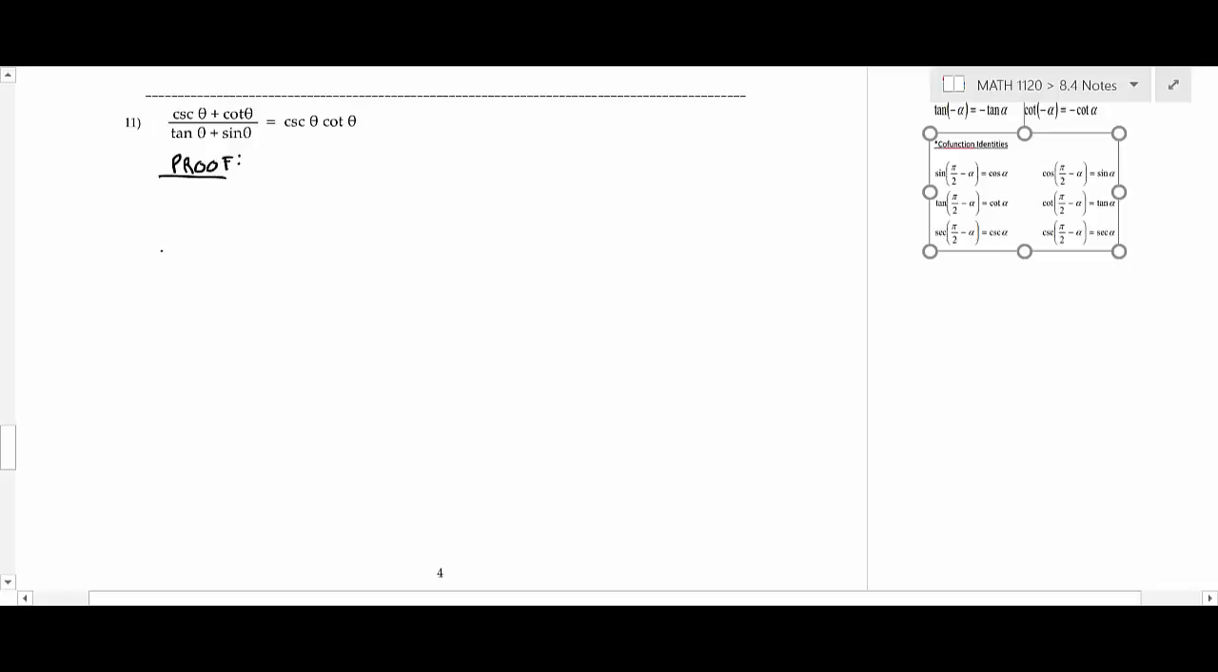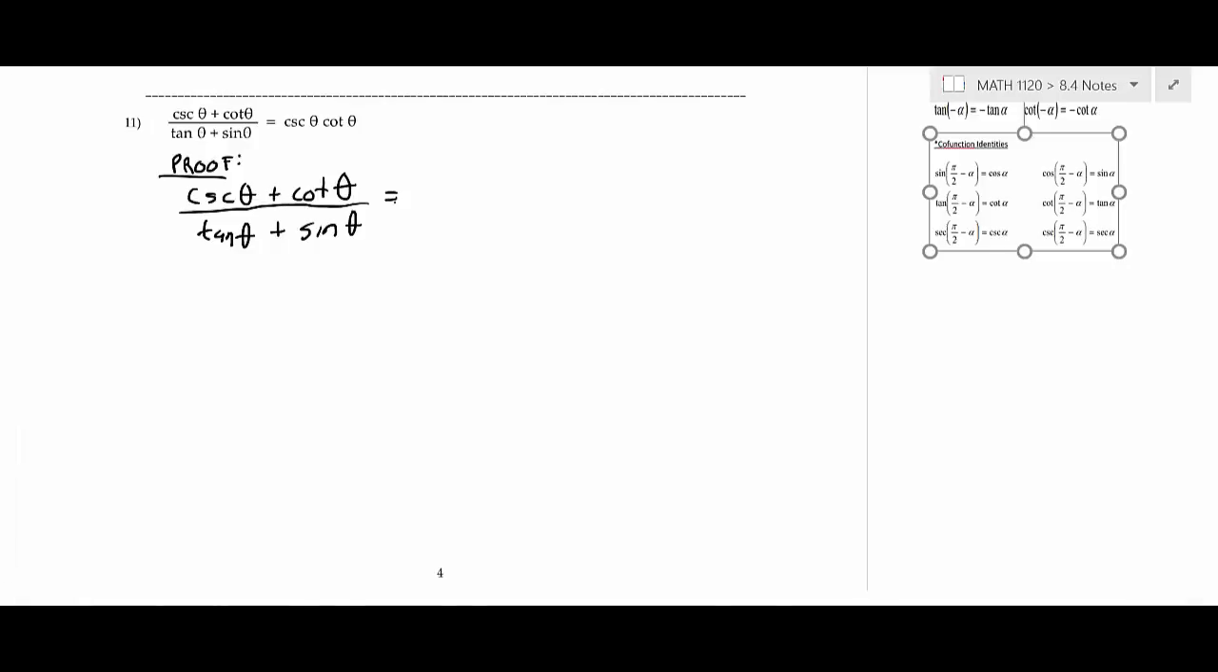Okay, write the word proof, pick a side. Okay, so we have cosecant theta plus cotangent theta all over tangent theta plus sine theta. With this one, I'm not seeing anything real quick and easy like on the last problem. I don't see anything anyway. So I'm just going to run with just some basic identities, okay?